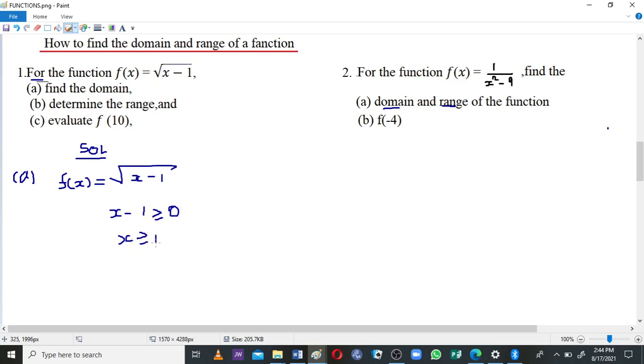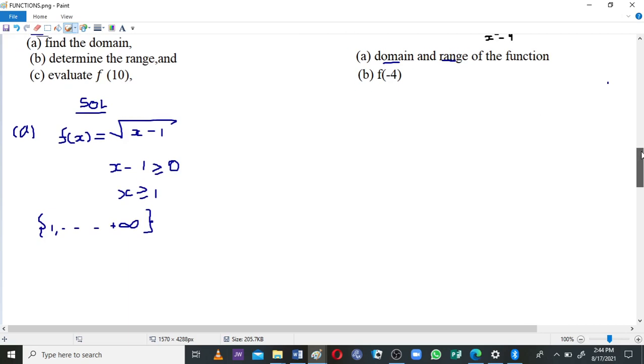This means the only set of values that will make our function defined should be x values chosen greater than or equal to 1. That means we can pick any number from 1 up to positive infinity. At all of these values, our function will still be defined.